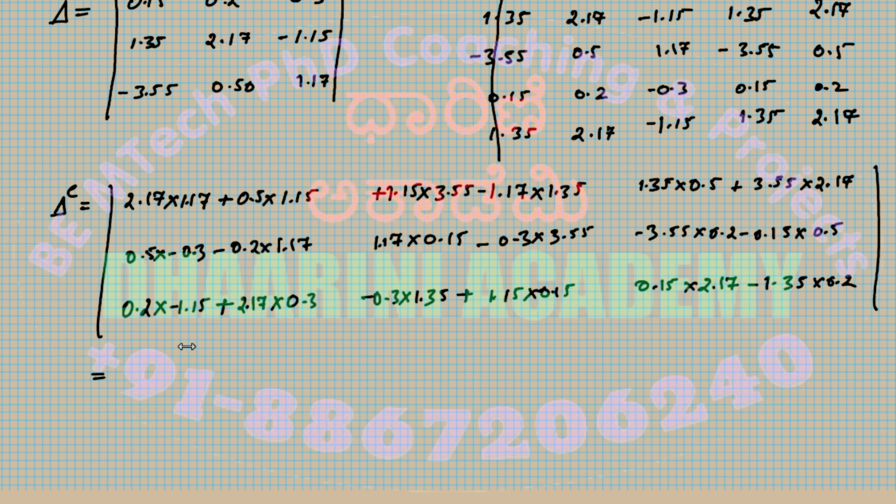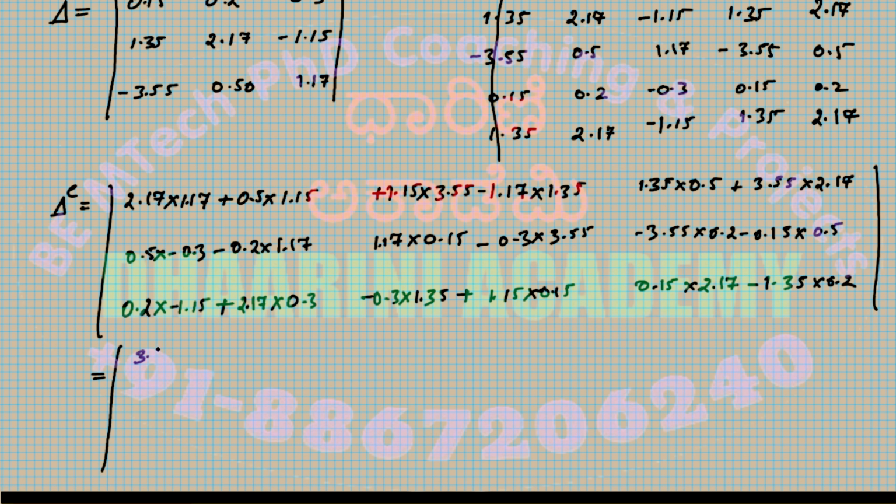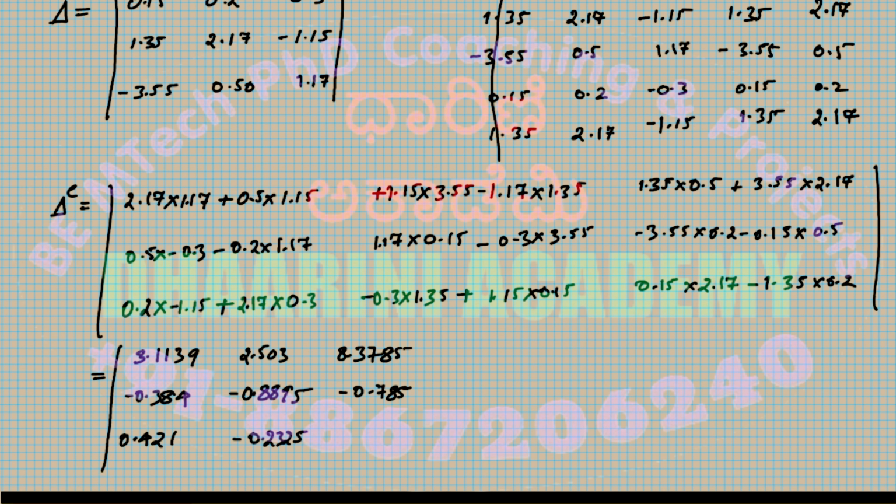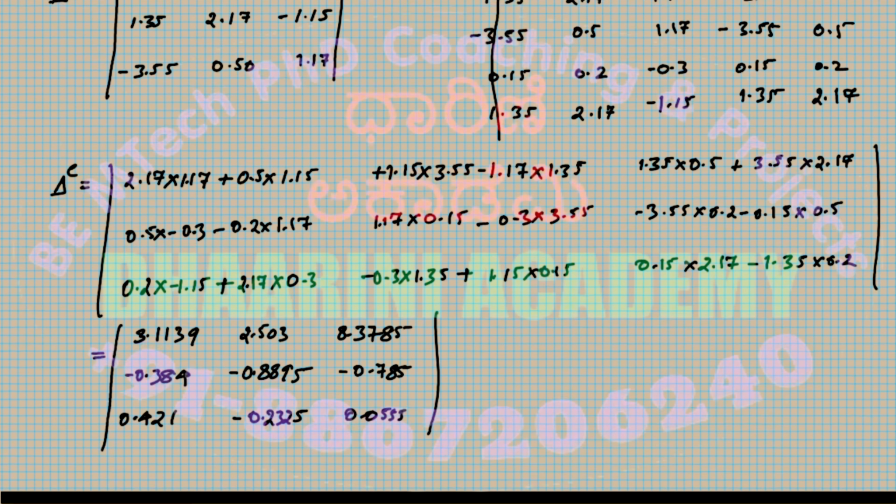Okay, so the answer we get is 3.1139, 2.503, 8.3785. 325. 0.055. Okay, that's the correct answer.